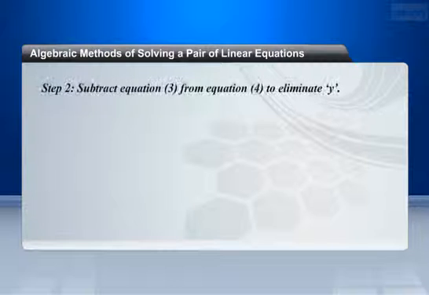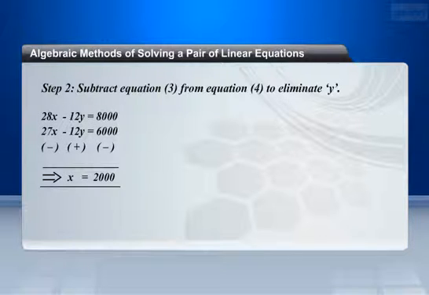Step 2. Subtract equation 3 from equation 4 to eliminate y, because the coefficients of y are the same. So, we get 28x minus 27x minus 12y minus 12y equals 8000 minus 6000. This implies that x equals 2000.